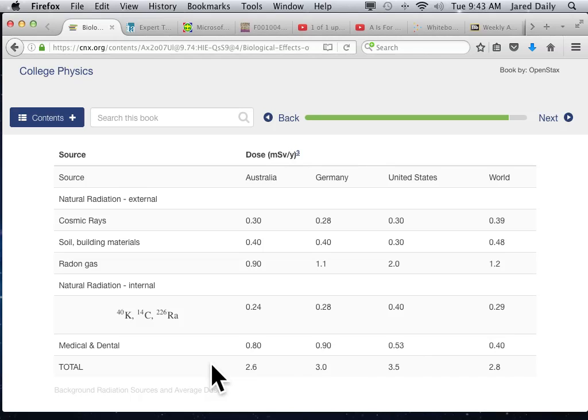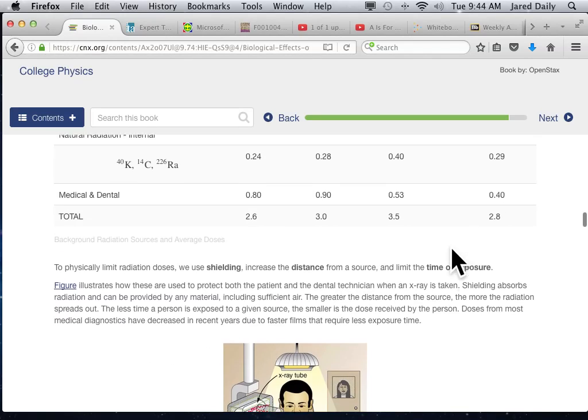And so you can see here that you're getting different doses of radiation just by living in the world. We're actually higher in the United States than average because of natural internal radiation from things that we're eating, and also higher in the radon gas category because we have more radium in our soil. So it's just a natural consequence of living in the United States, unfortunately.